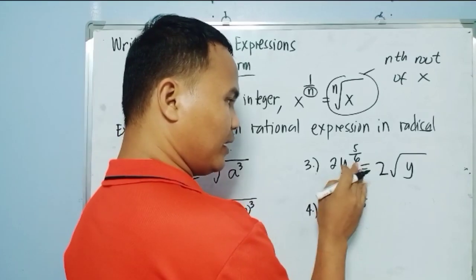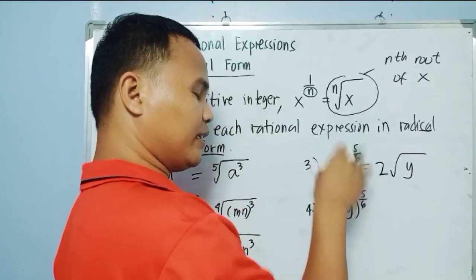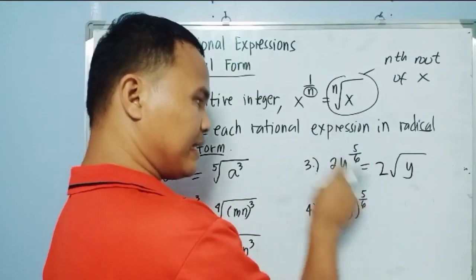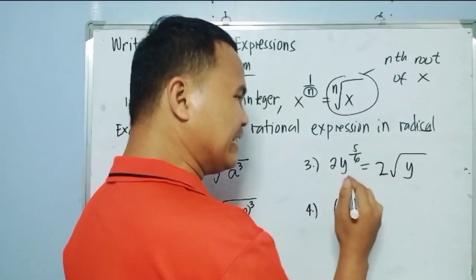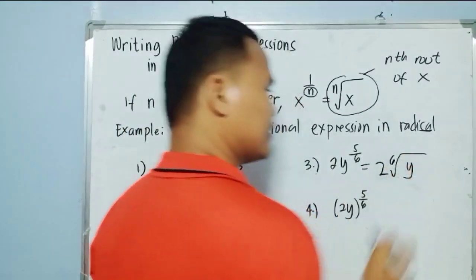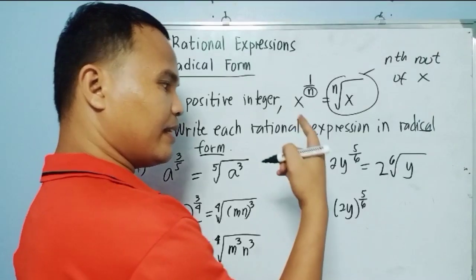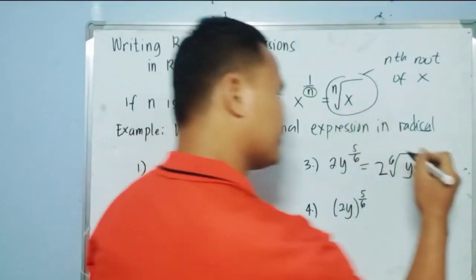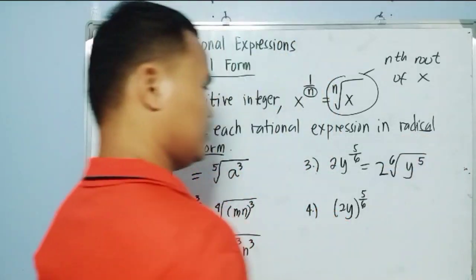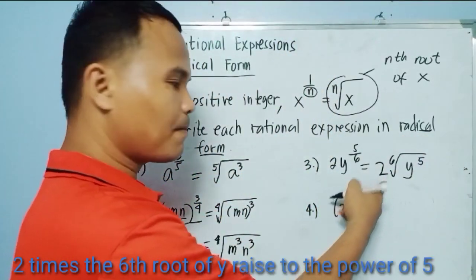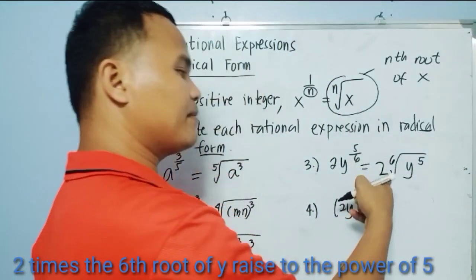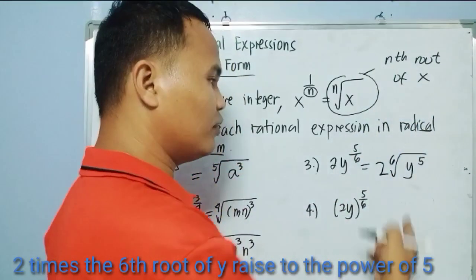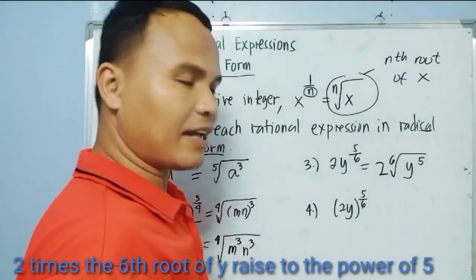Now, what is our denominator of our exponent? 6. So, when we say our index will be 6. Okay? And the exponent of y is our numerator, 5. Okay. Ang basa ani, 2 times the 6th root of y raised to the power of 5.